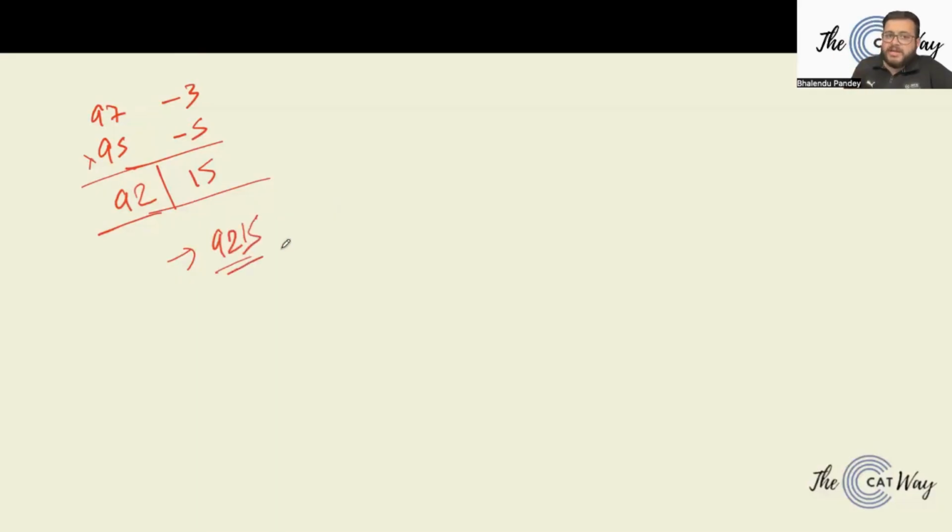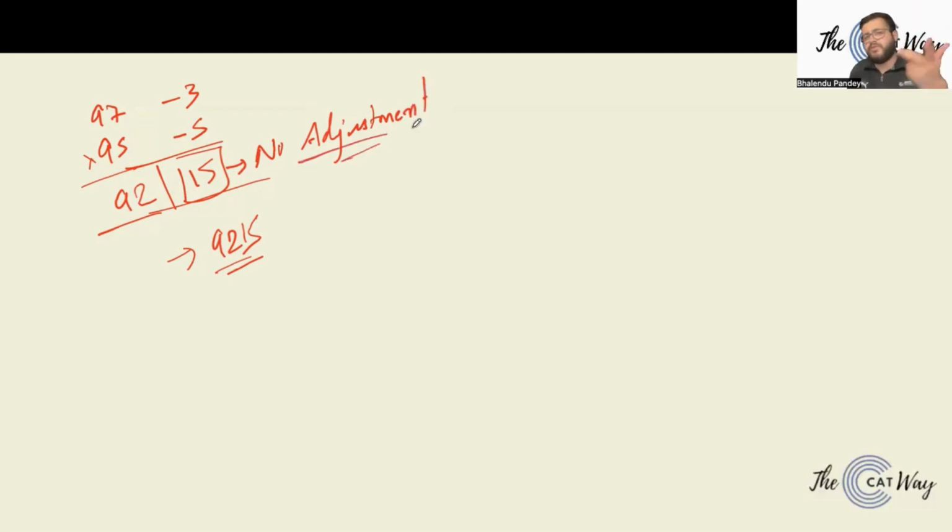Correct? अभी समझ में आ रहा है? यहाँ पे we do not have to do any adjustments. No adjustment required. Why? Because there were two zeros. So we need two digits on the right hand side. We already have those two digits. So why do we need to make any adjustments over here? Right? Let's try some more questions over here.